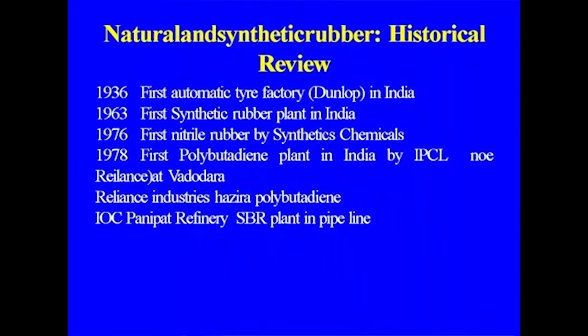Reliance Industries Hazira started manufacturing polybutadiene, and now the IOC Panipat SBR plant is in the pipeline, and so certainly it is in the action phase. In the SBR plant that is coming, they will be using butadiene from the cracker plant, and they will be making the styrene and using their ethylene. So that is the new plant coming at the IOC Panipat refinery.